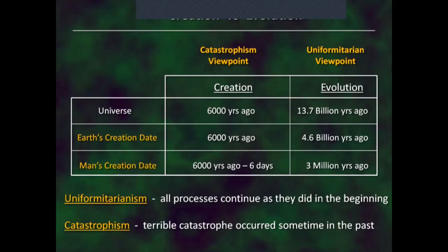But it's like that with all areas of science, really. And we see in this table here this catastrophic viewpoint, the more of the creationist viewpoint. It shows 6,000 years versus the uniformitarian or evolutionist viewpoint of the universe being almost 14 billion, with the Earth's creation date about 4.6 billion, and man's creation date about 3 million. So the evolutionists think that all processes continue as they did in the beginning, and don't take into account the catastrophic events that have happened.